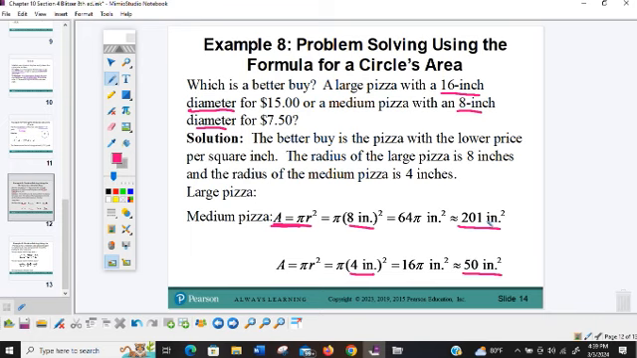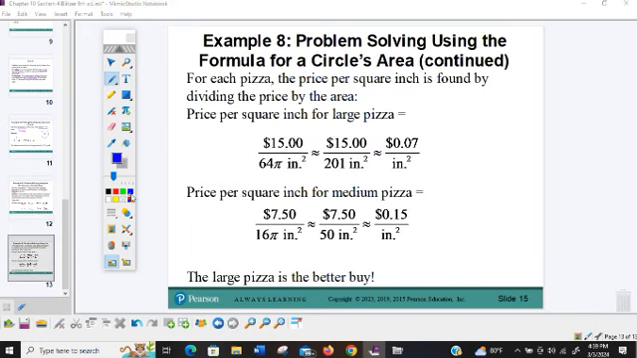Now, we know what the area of the large one is. We know the area of the small one. Now let's figure out which one's the best buy. If you take the price of the large pizza, $15, and divide it by 201, you find out that it is 7 cents per square inch. If you take the price of the medium pizza, divide it by the area of 50, you find out it is 15 cents per square inch. So the large pizza is the better buy. It is the cheaper pizza.